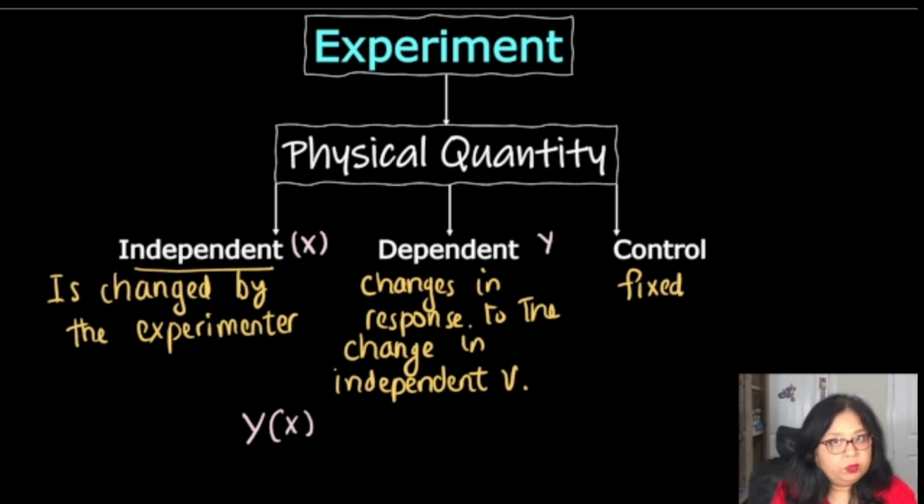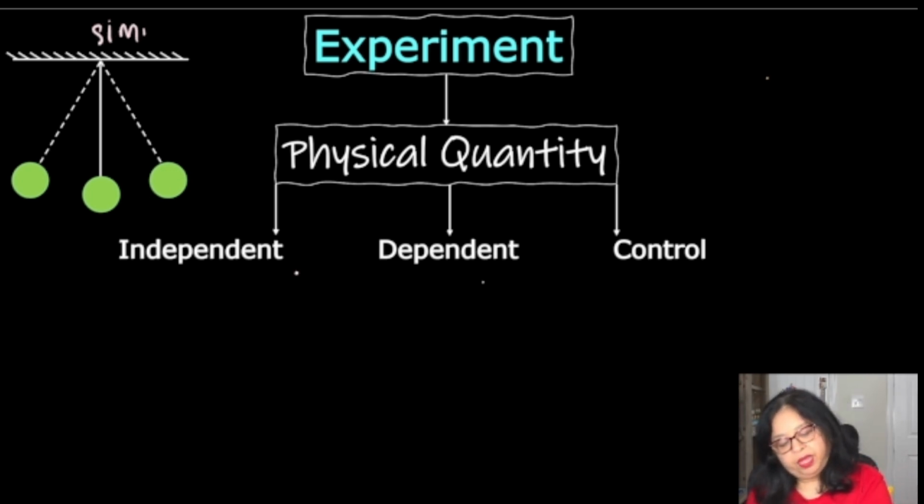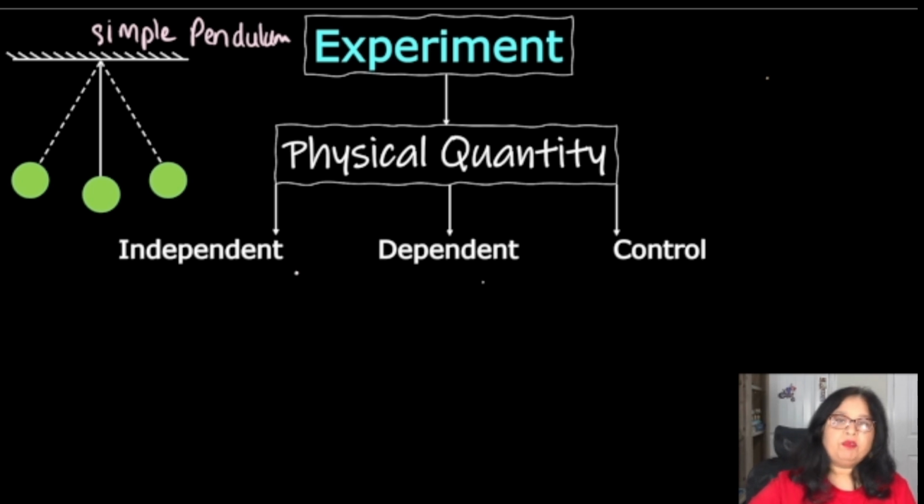Let's understand this with the help of an example. Let's say we do an experiment to find out how the time period of a simple pendulum changes in response to the length of the pendulum. So this is a simple pendulum here. What is a simple pendulum? It's like grandfather's clock. Something that oscillates back and forth like this.